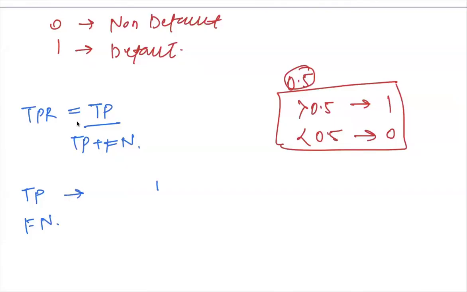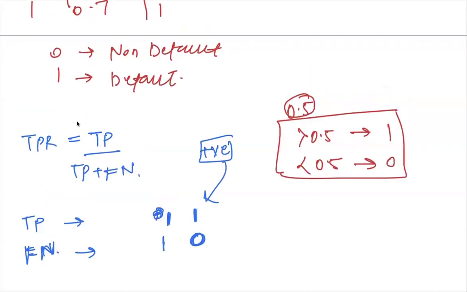That actual is prediction is positive. Prediction is what? Positive, which means prediction is 1. Let's say prediction is positive, which is default. So prediction is 1 and actual is also 1. False negative means prediction is negative. Negative means no default, and false means there was a default.